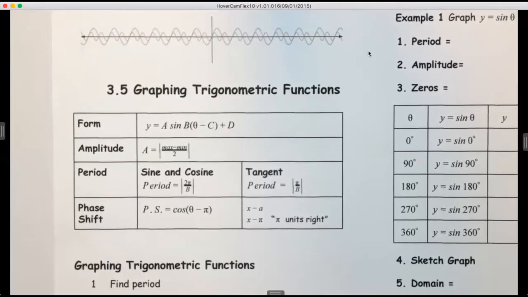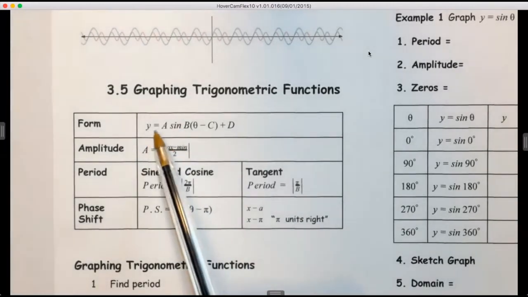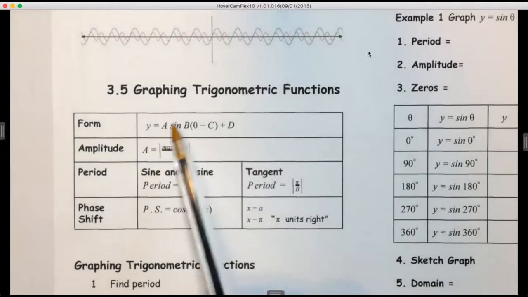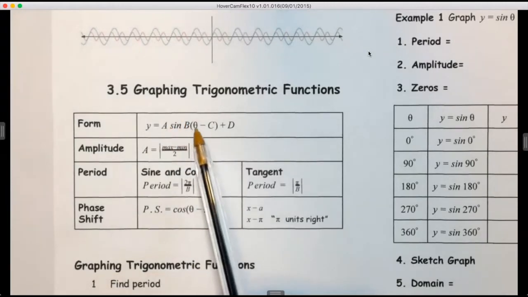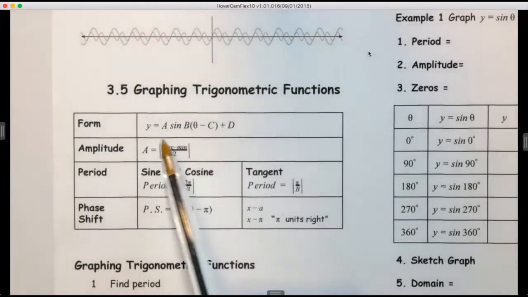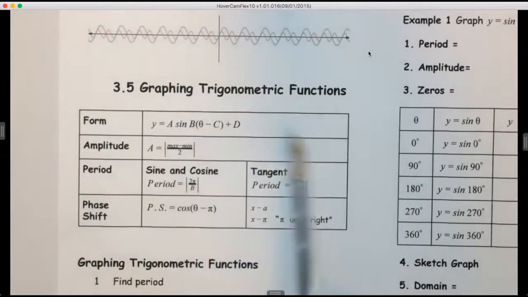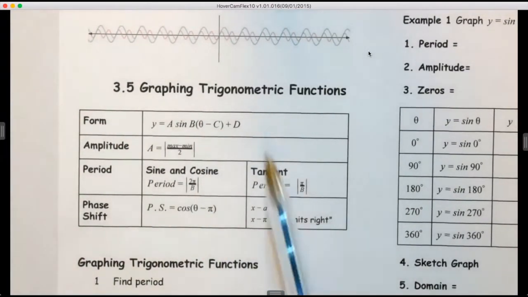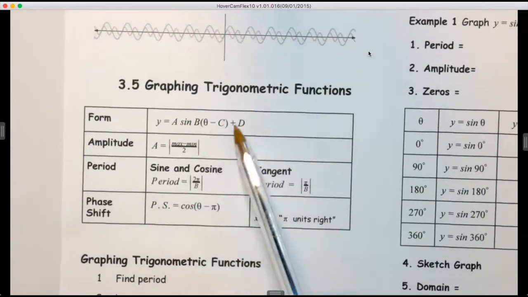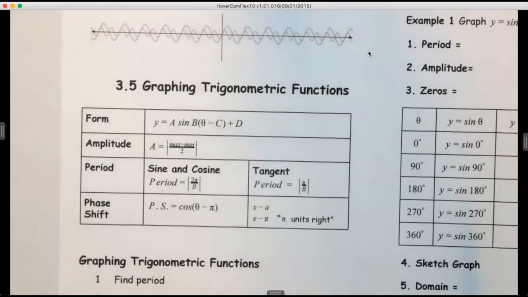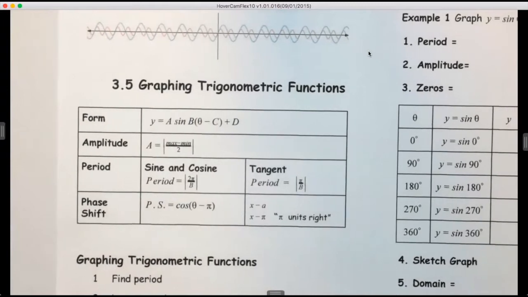Graphing trigonometric functions. Trigonometric functions are in the form of y equals a sine or cosine b times theta minus c plus d. This is the form. This has transformations. We won't be doing a lot of those, but we will be doing some of those.